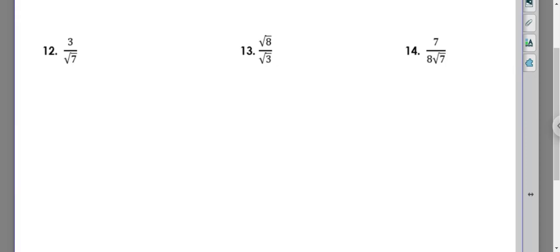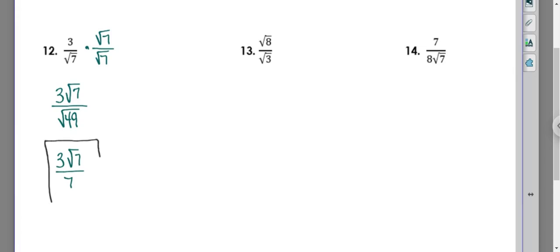Number 12. I have 1 7, I need another. So across, that means I have 3 square root of 7 over the square root of 49 now. Square root of 49 is 7. Can I do anything to simplify 3 over 7? Nope. So that is my final answer.